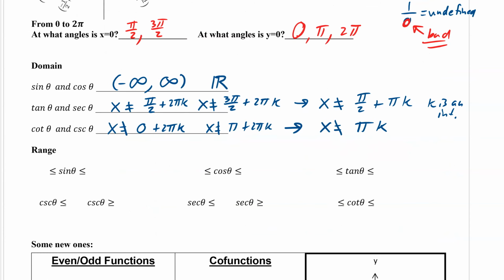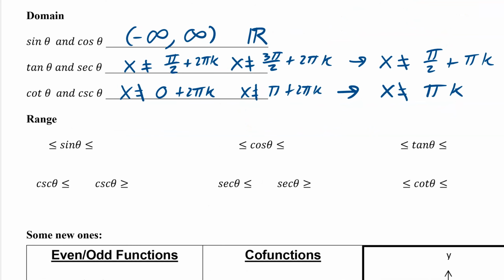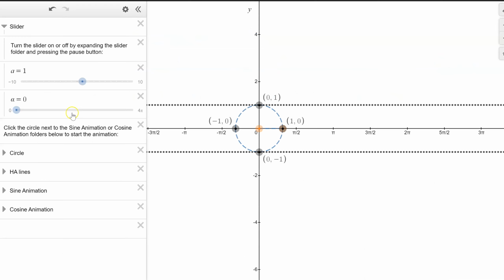So what about range? With range, what we're going to do is look at our graph of sine and cosine and see how they work and see what they go through. Right now we have a equals 1, so this is just plain old sine. If I push play, as it goes through, you can see our sine values. Sine is the y value. So we go from 0 to 1 to 0 to negative 1 to 0 and so on and so on.